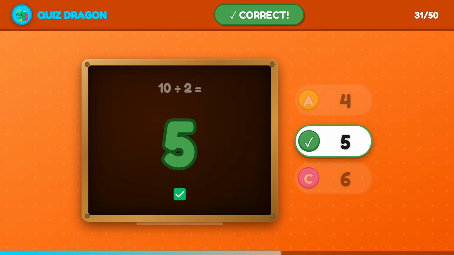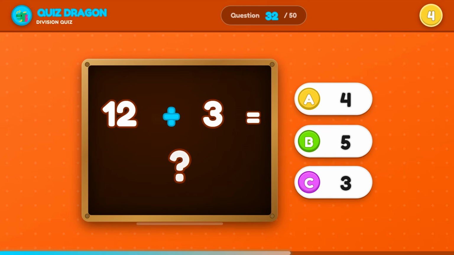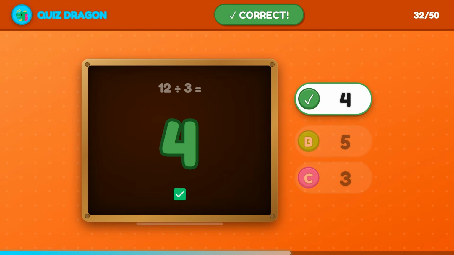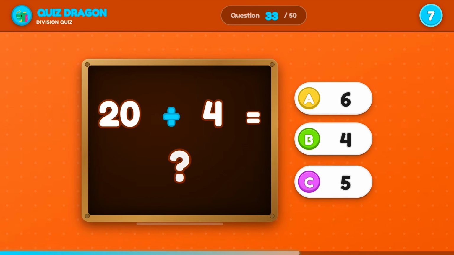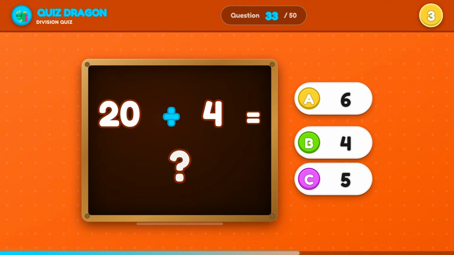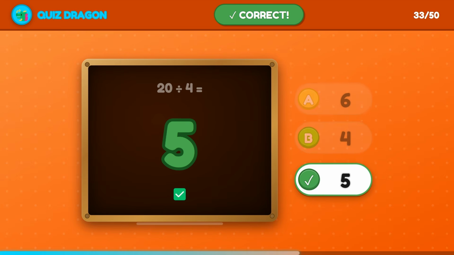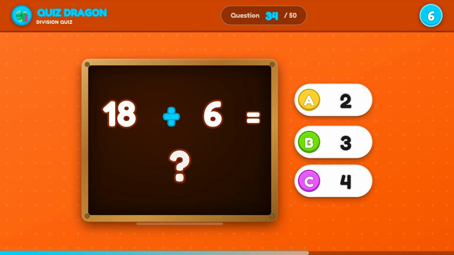The correct answer is B, 5. Question 32. What is 12 divided by 3? The correct answer is A, 4. Question 33. What is 20 divided by 4? The correct answer is C, 5. Question 34. What is 18 divided by 6?